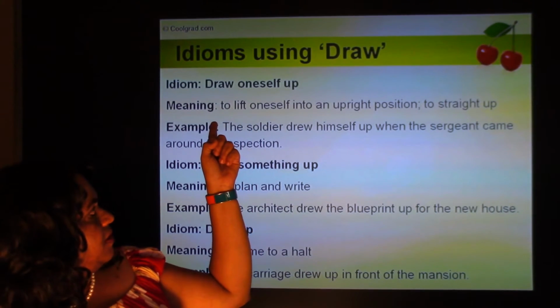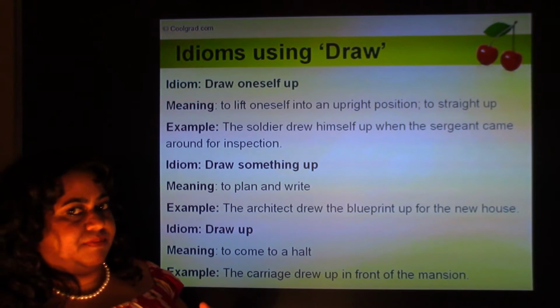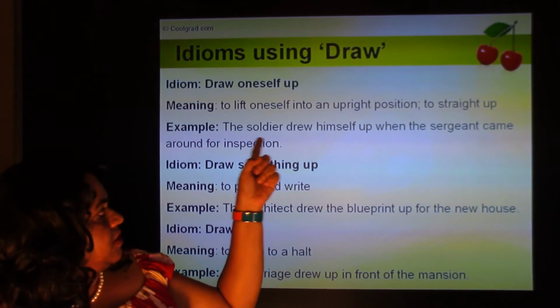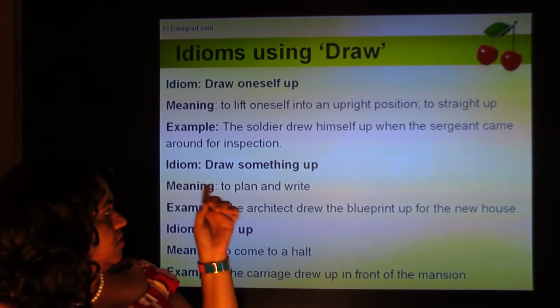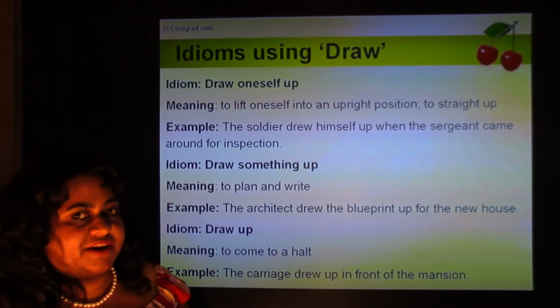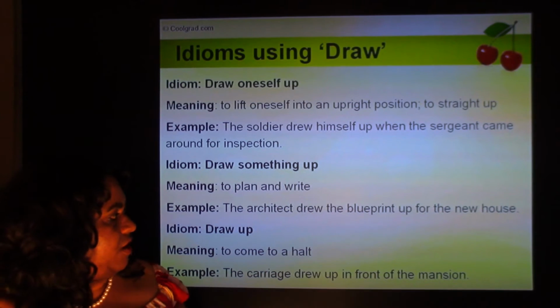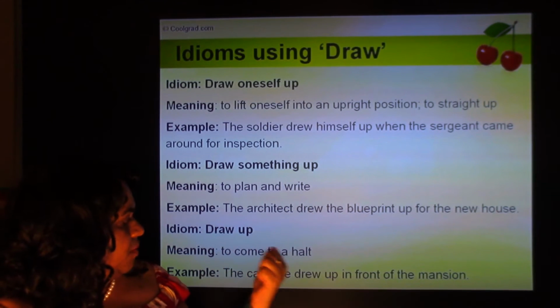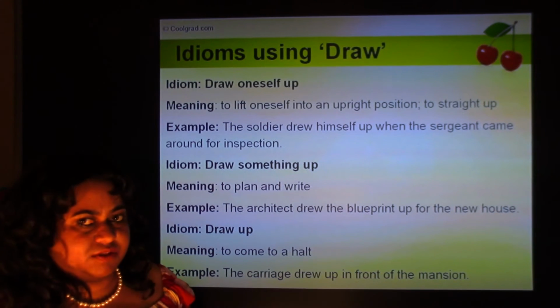Draw oneself up, meaning to lift oneself into an upright position, to straighten up. The soldier drew himself up when the sergeant came around for inspection. Draw something up means to plan and write. The architect drew the blueprint up for the new house. Draw up, to come to a halt. The carriage drew up in front of the mansion.